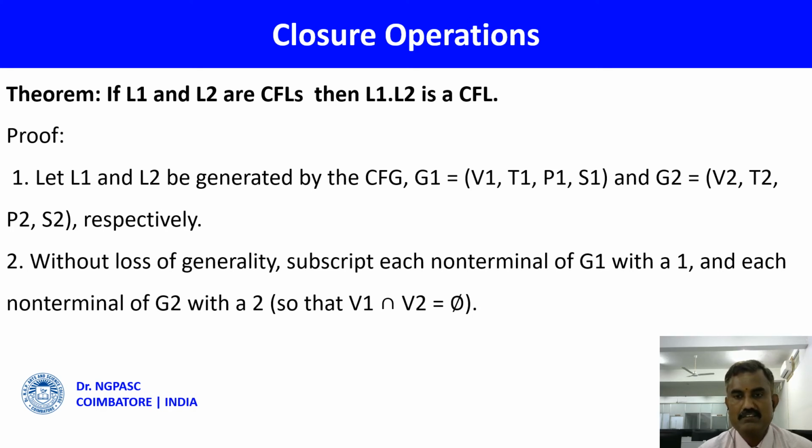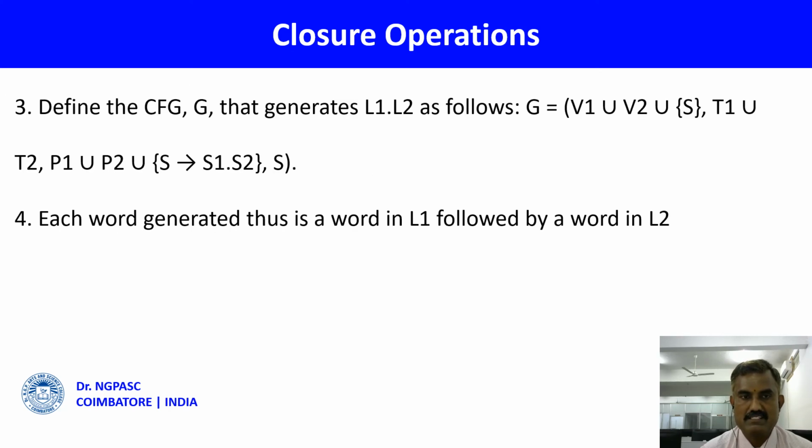Additionally, we note that the starting symbol S of our defined grammar does not belong to N1 union N2 or T1 union T2. So this S is defined only in the grammar for L, not predefined in the previous languages L1 or L2. Here the production rule is of the form S tends to S1 dot S2. This is the production rule for the product L1 dot L2.